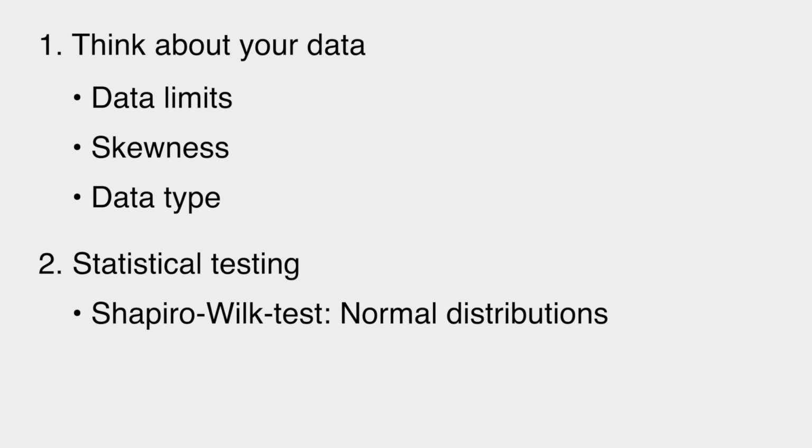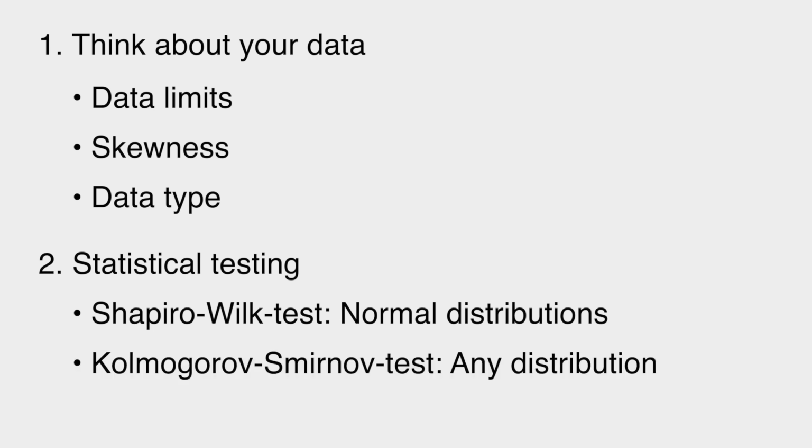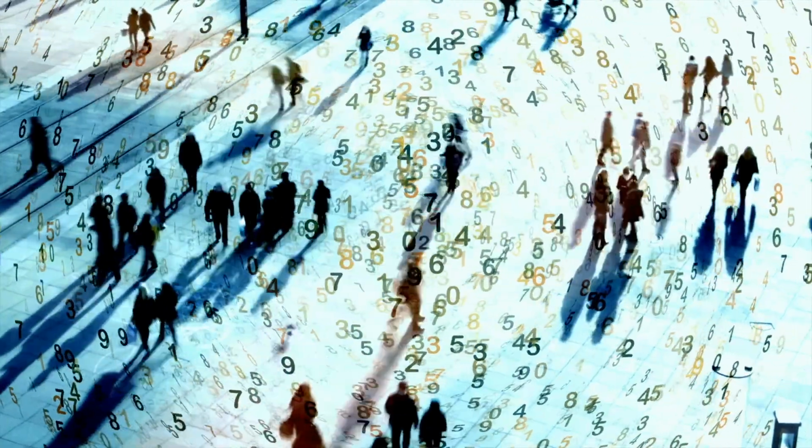If you want to test if your data follows a different distribution than the normal distribution, use Kolmogorov-Smirnov test. This test is only slightly less sensitive than Shapiro-Wilk's test, but it can be used for any kind of distribution. So that was a short wrap-up about data distributions.